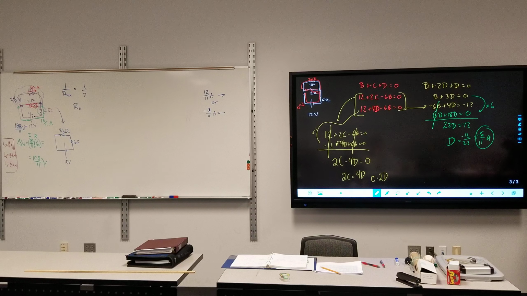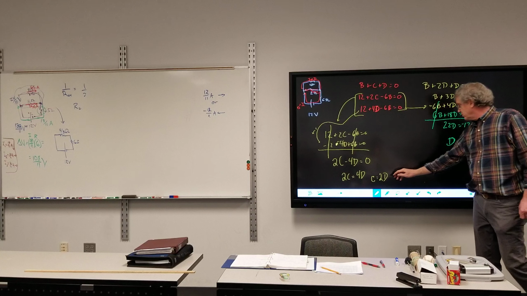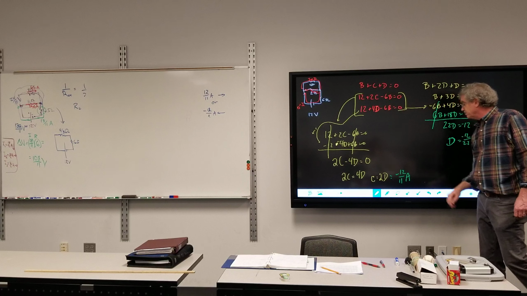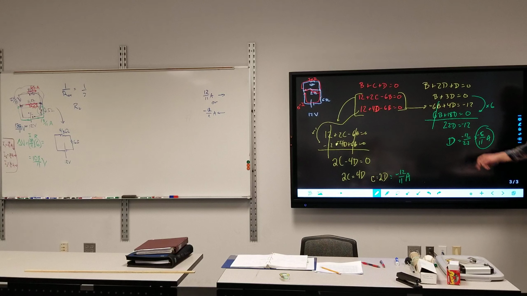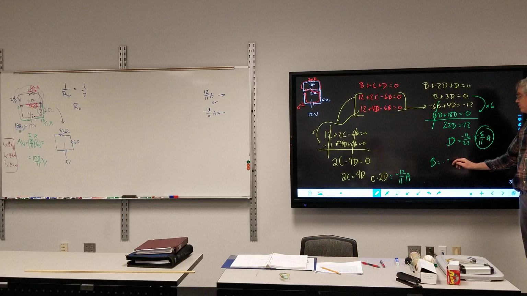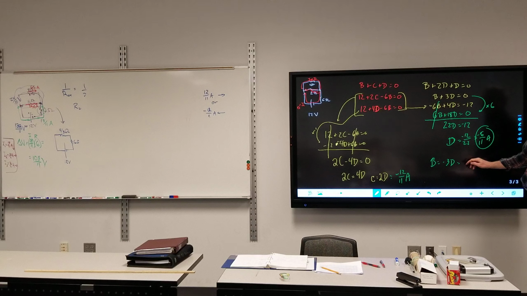And now I have that to work your way back through. I know that C is twice that, so therefore this would be -12/11 amperes. And if I plug into here, I see that B is equal to -3D, which is 18/11 amperes.